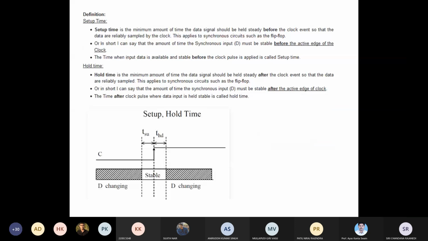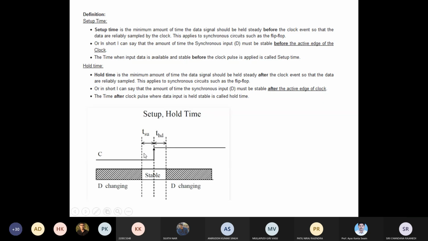Understood. Similarly, hold time is the minimum amount of time the data signal should be held steady after the clock event so that the data is reliably sampled. What it means is, once the data is stable at T setup, then at the triggering point, a clock triggering point, data will be latched, or sampled. But soon after the data is sampled, during the hold period, your data input must not change. It should be stable for another period, which is called T hold. So that's why the name is hold.